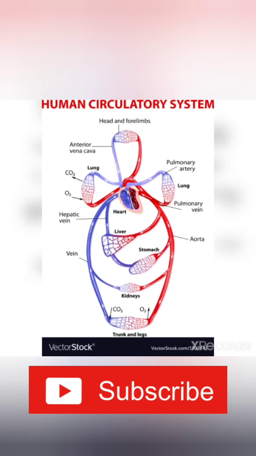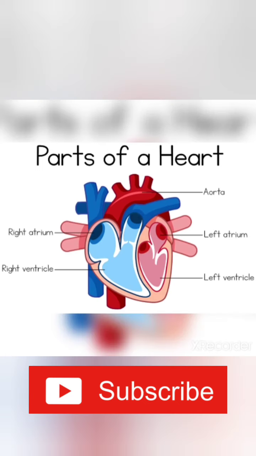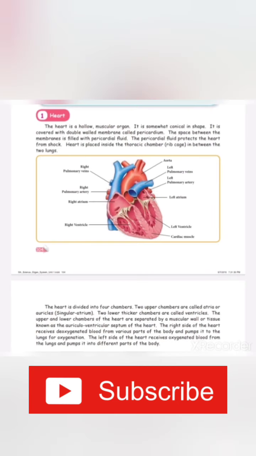First, we are going to discuss the heart. What is the structure and function of the heart? The heart is a hollow and muscular organ. It is somewhat conical in shape. It is covered with a double-walled membrane called the pericardium. The space between the membranes is filled with pericardial fluid. The pericardial fluid protects the heart from shock.